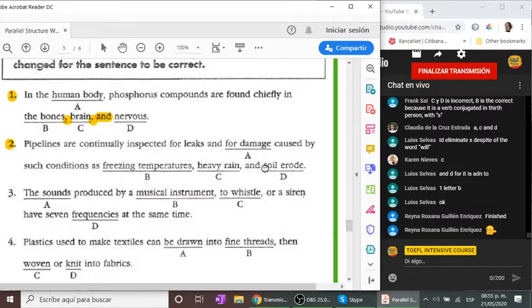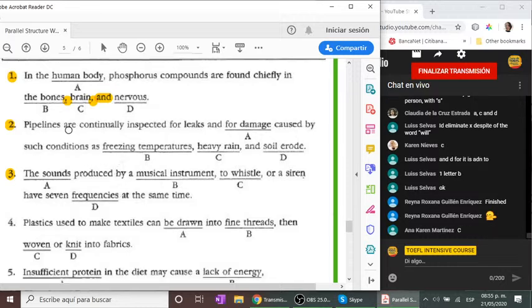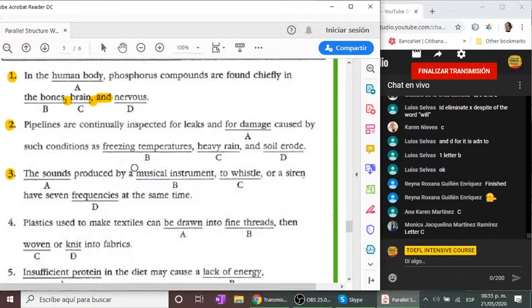Entonces, should I go to the next? You tell me if I go to the next one. Yeah, please, teacher. 2. Pipelines are continually inspected for leaks and for damage caused by such conditions as freezing temperatures, heavy rain, and soil erode. Okay. 3. The sounds produced by a musical instrument, to whistle, or a siren have 7 frequencies at the same time.